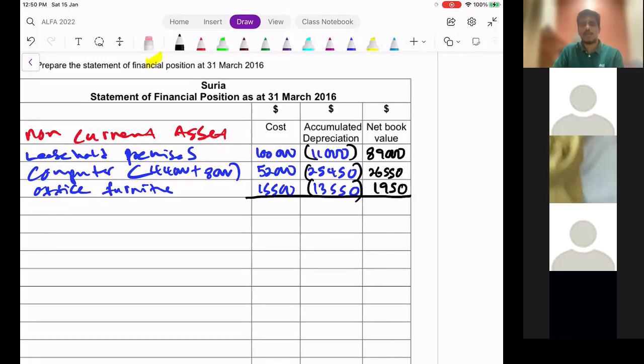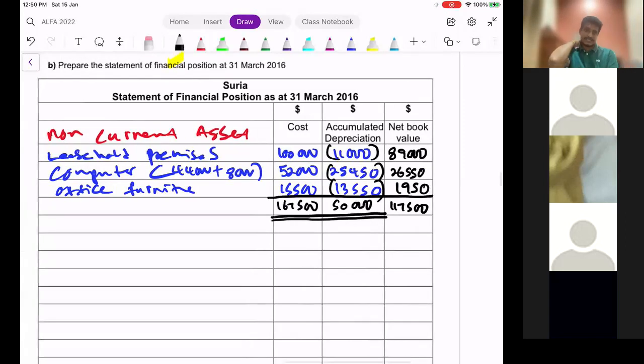Then total up, and you double line the cost and accumulated depreciation, because we stop the cost and accumulated depreciation and continue with the book value. Whenever you total up, you get 167,500, 50,000, and this total will be 117,500. That's it for my non-current assets.